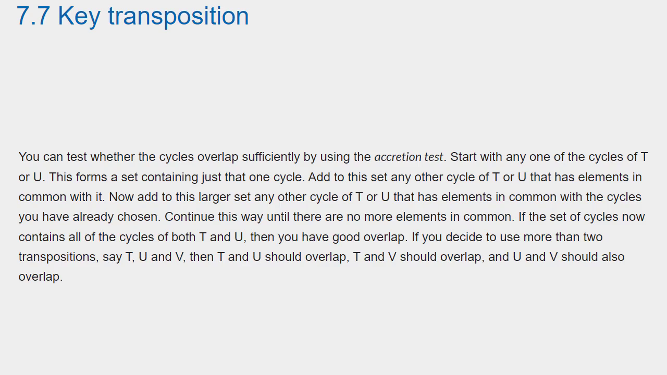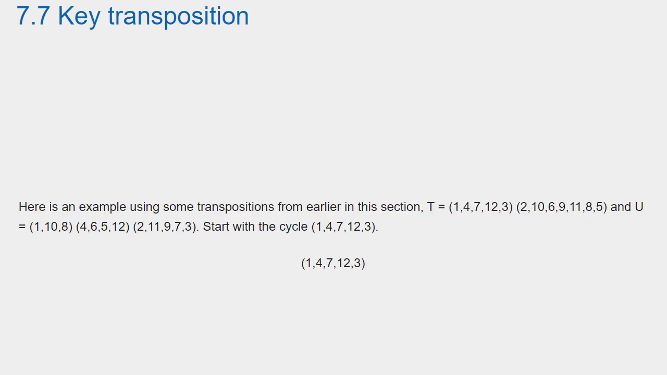If the set of cycles now contains all of the cycles of both T and U, then you have good overlap. If you decide to use more than 2 transpositions, say T, U and V, then T and U should overlap, T and V should overlap, and U and V should also overlap. Here is an example using some transpositions from earlier in this section.